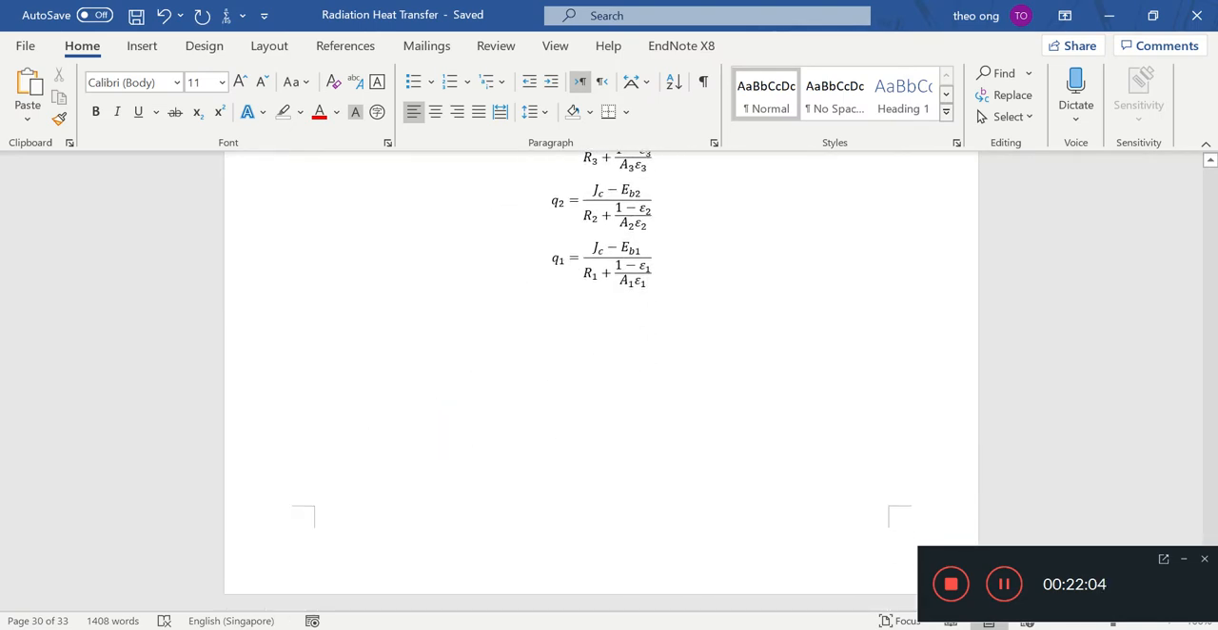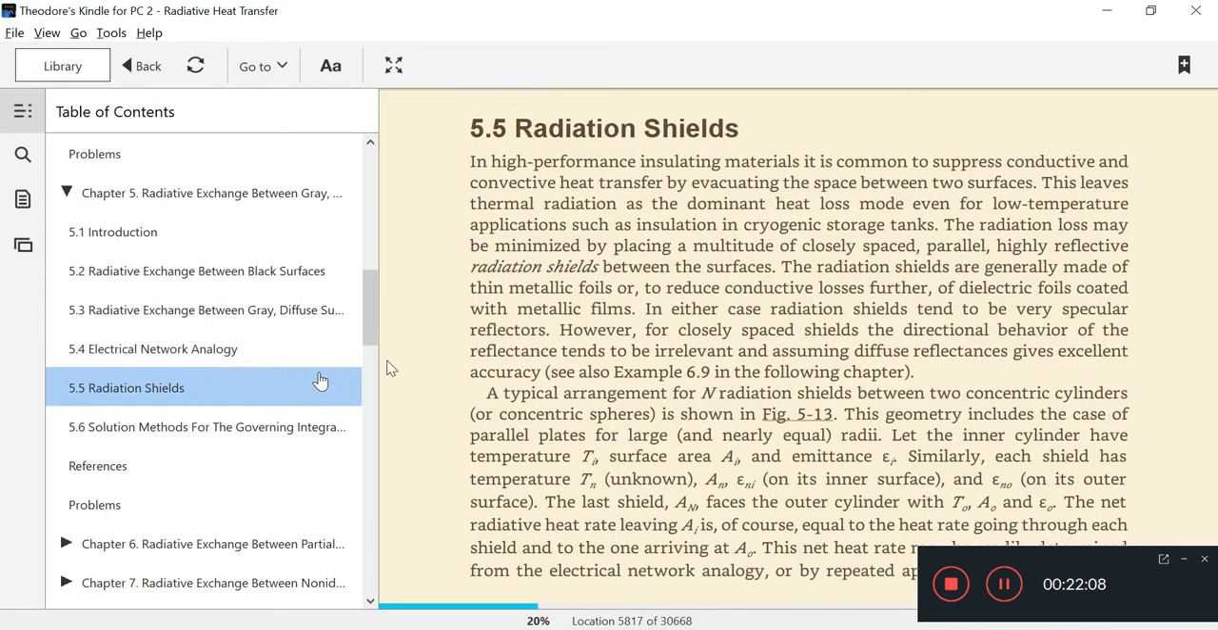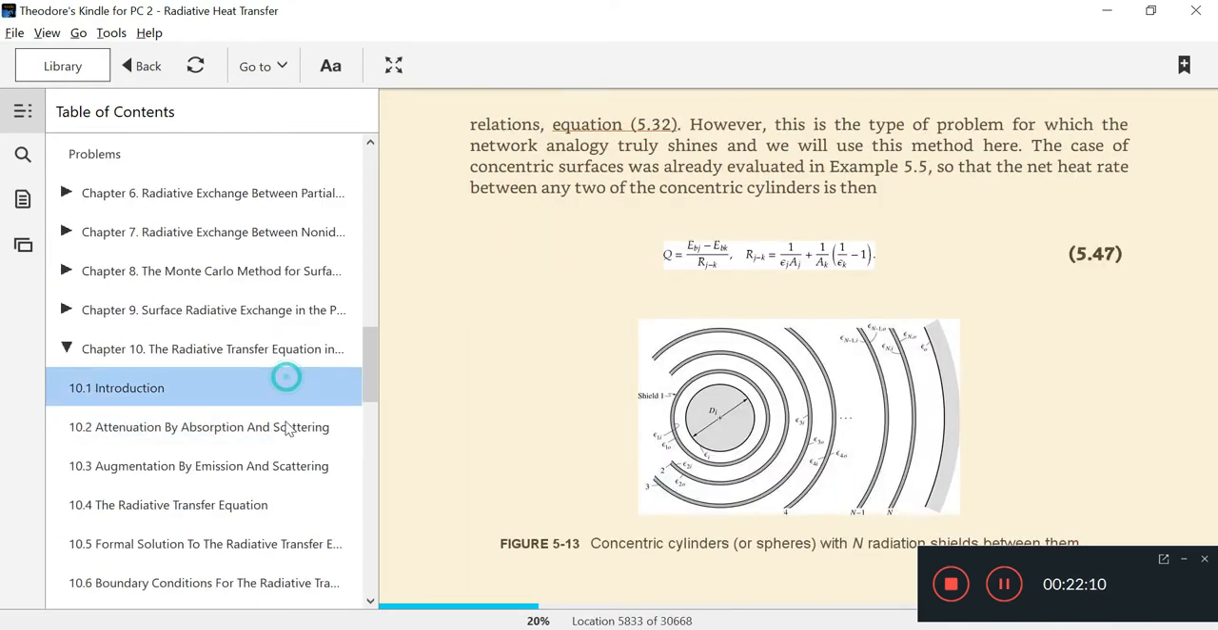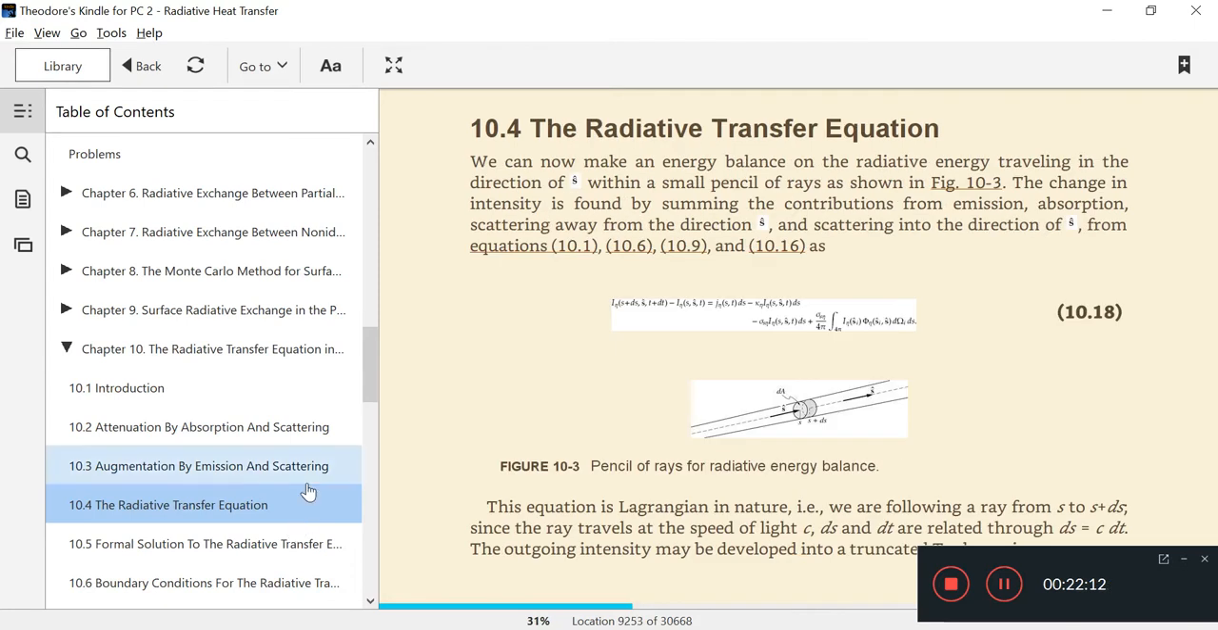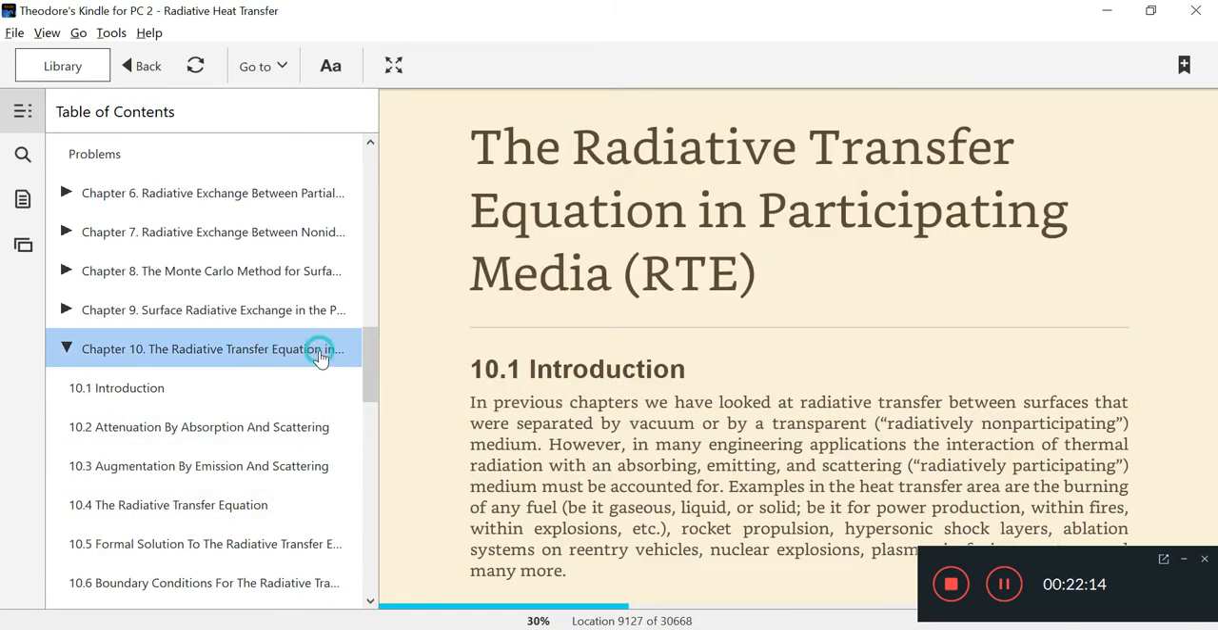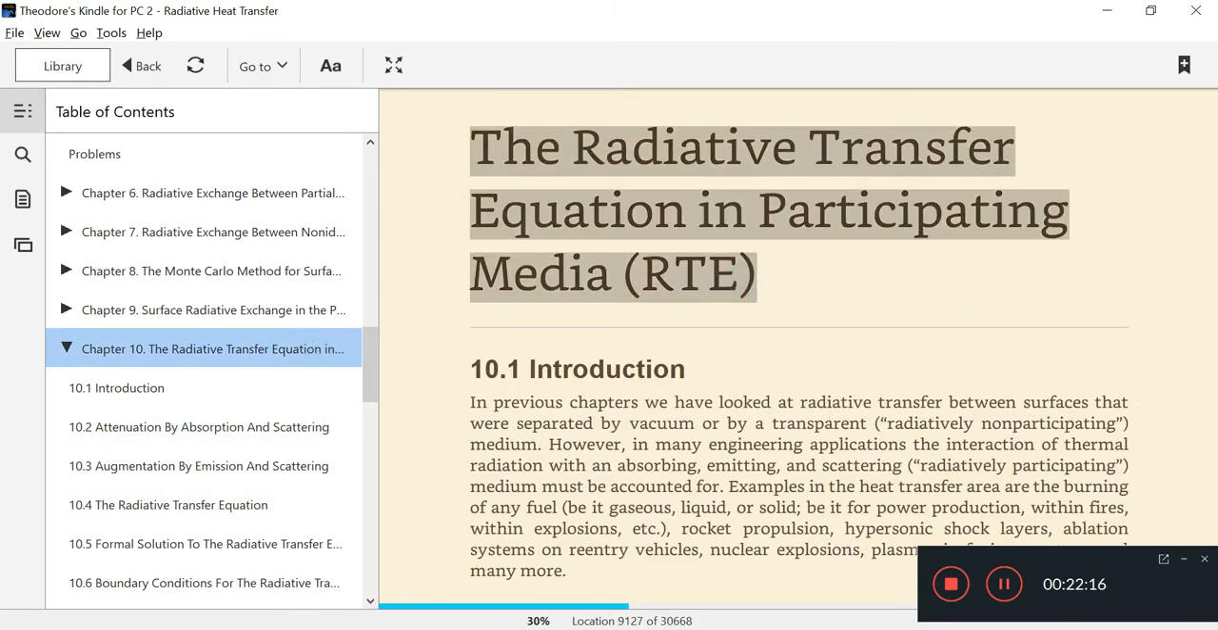Then probably we can move beyond the electrical network. Hopefully we can start looking at the radiation transport equation, or the radiative transfer equation for participating media.